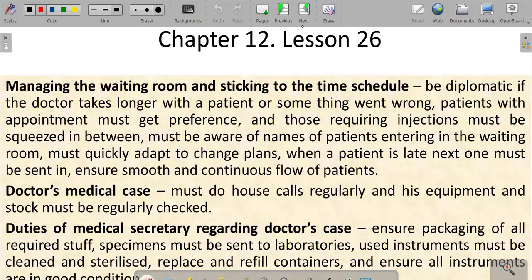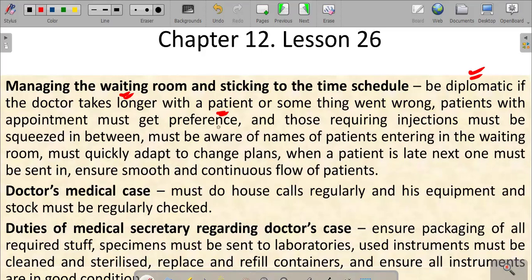Managing the waiting room and sticking to the time schedule. The medical secretary must be diplomatic if the doctor takes longer with a patient, or if something went wrong. The medical secretary cannot just talk like an educated and professional somebody. Patients with appointments must get preference. That is, we are talking about sticking to the time schedule.